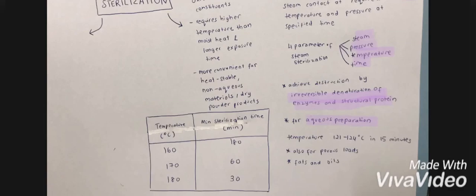and sterilization in an autoclave is 15 minutes at 121 to 124 degrees Celsius. This sterilization is also for porous loads, especially surgical dressings and medical devices, and also for fats.